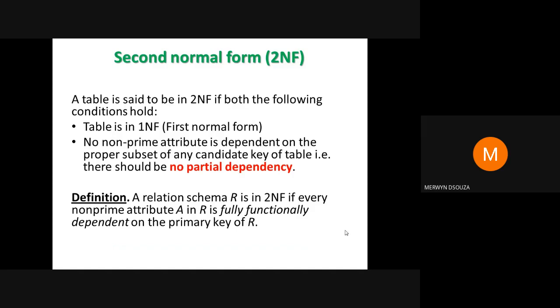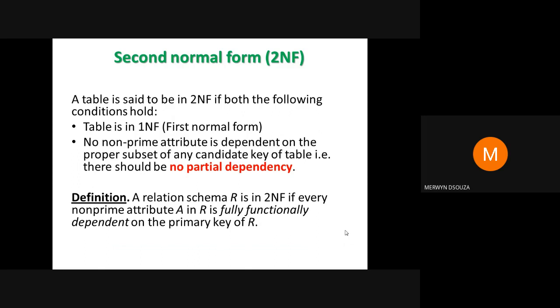A table is said to be in second normal form if both the following conditions hold. The first condition is the table has to be in first normal form. The second condition is no non-prime attribute is dependent on the proper subset of any candidate key of the table. That is, in other words, there should be no partial dependency.